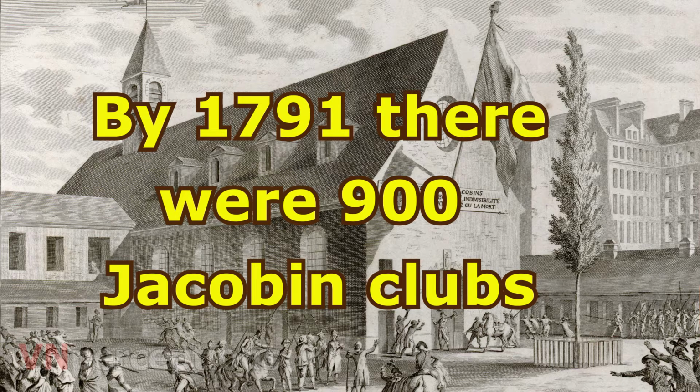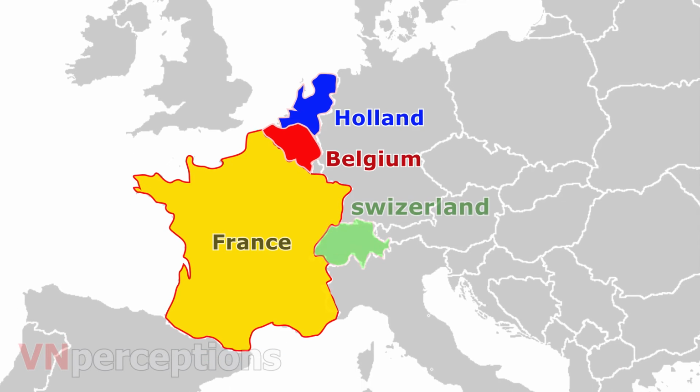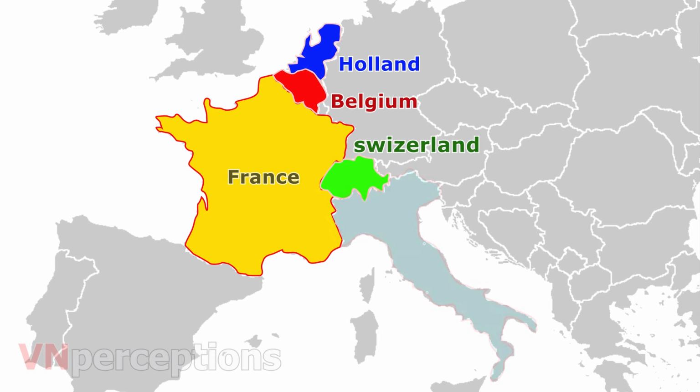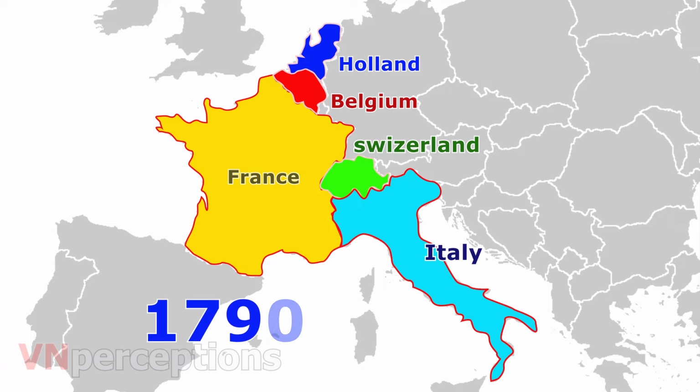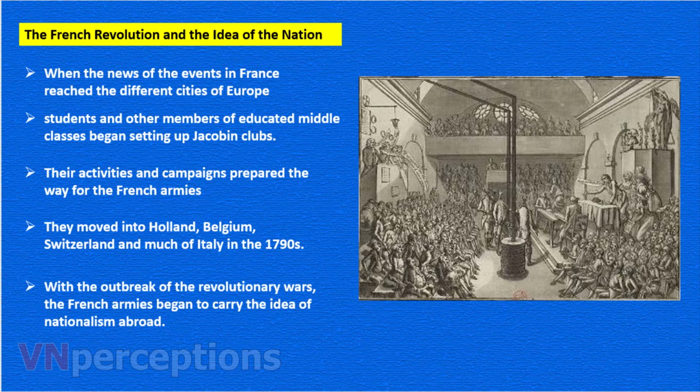Their activities and campaigns prepared the way for the French armies which moved into Belgium, Holland, Switzerland, and much of Italy in 1790. With the outbreak of the Revolutionary Wars, the French armies began to carry the idea of nationalism abroad.